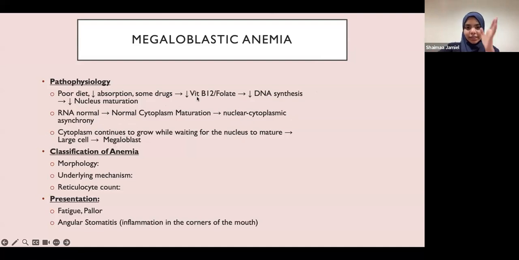So this megaloblastic anemia, by morphology, what is it under? Hypochromic microcytic, normochromic normocytic, macrocytic? Macrocytic, does everyone agree? Yes, okay. Underlying mechanism? Hypo or hyperproliferative? Hypoproliferative, and reticulocyte count will be low. Perfect, okay. Again, they will present with fatigue and pallor, and the same angular stomatitis that we saw before. Might present with it.